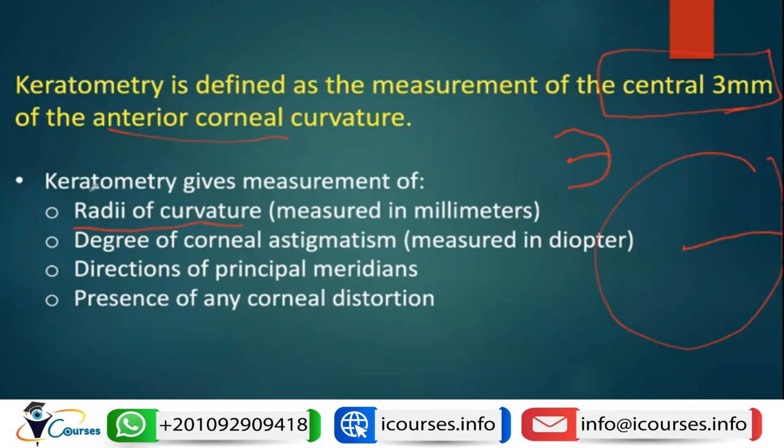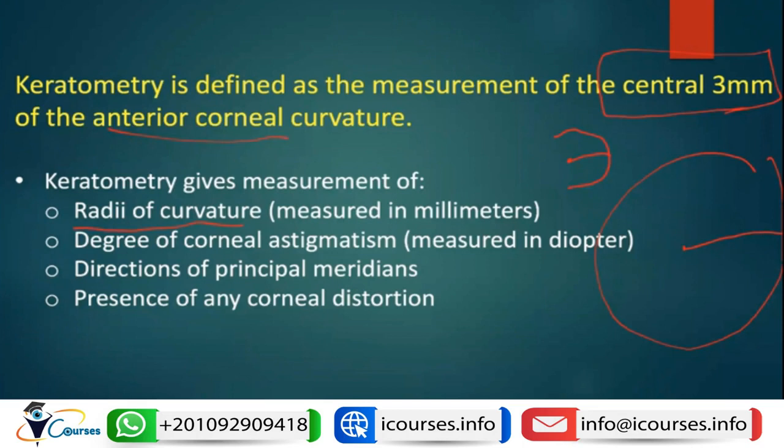So this device can calculate both measures. It can tell how much the radius of curvature is in the central 3 millimeters, and this radius of curvature will be in millimeters, and it can tell the refractive power of the central part of the cornea in terms of keratometry readings.